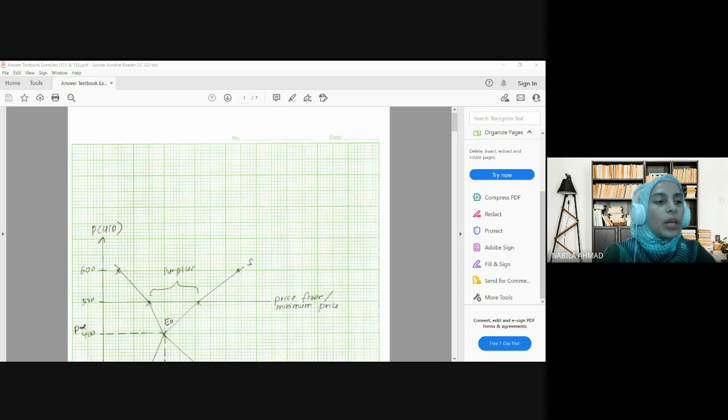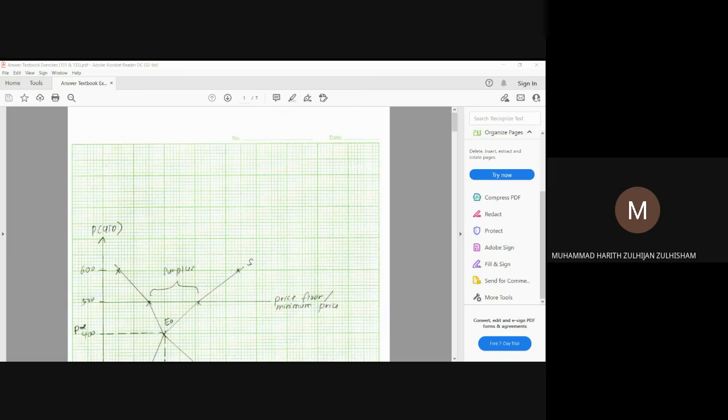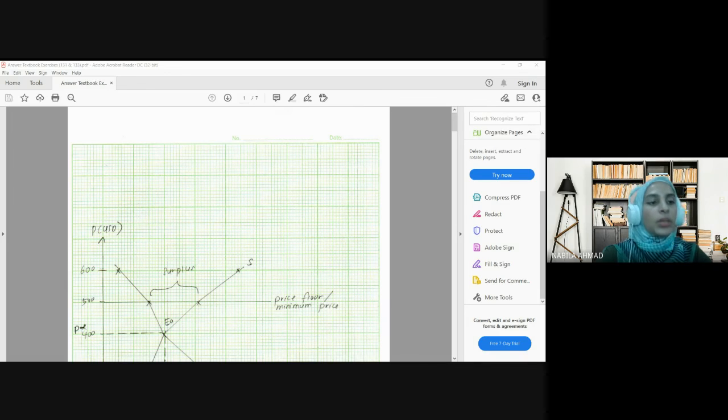Okay, soalan 7. Market equilibrium is a situation where quantity demanded equals to quantity supplied. Betul, quantity demanded equals to quantity supplied. Soalannya, jawapannya C. Okay, 8.